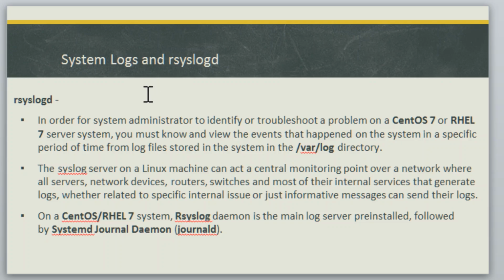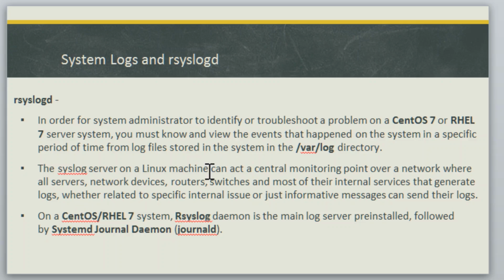So guys, in order for system administrators to identify or troubleshoot a problem on CentOS 7 or RHEL 7 server systems, you must know and view the events that happen on the system in a specific period of time from log files stored in the system in the /var/log directory, alright? So if we have a date of when something happened, we can narrow down a little bit easier some of those error messages in the /var/log, okay?